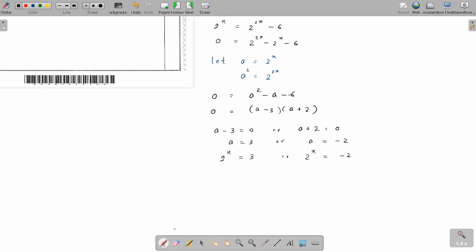Once again, a to the power b equals c. I always use the help of this: log base a of c equals b. So just move the figures. So log base 2 of 3 equals x, or log base 2 of minus 2 equals x. I think you should know that logarithms of negative numbers don't exist. So this is not an answer. So it's not possible. So your answer is x equals log base 2 of 3.